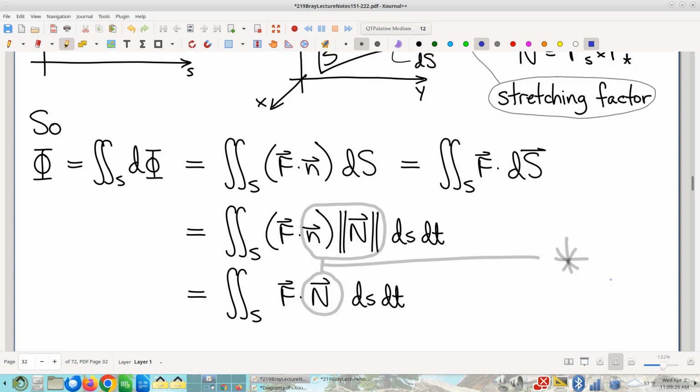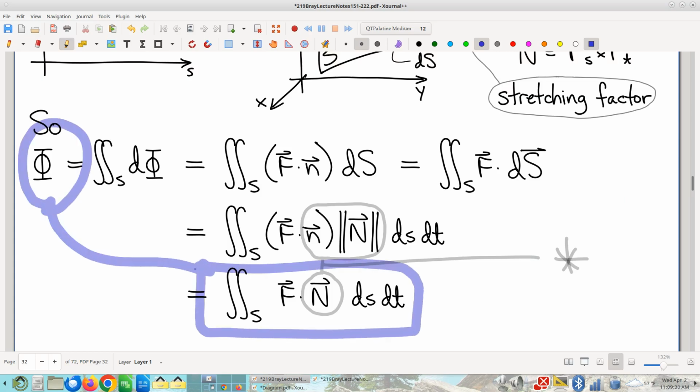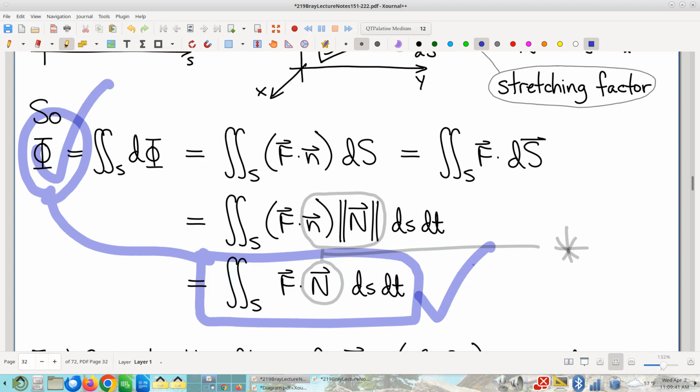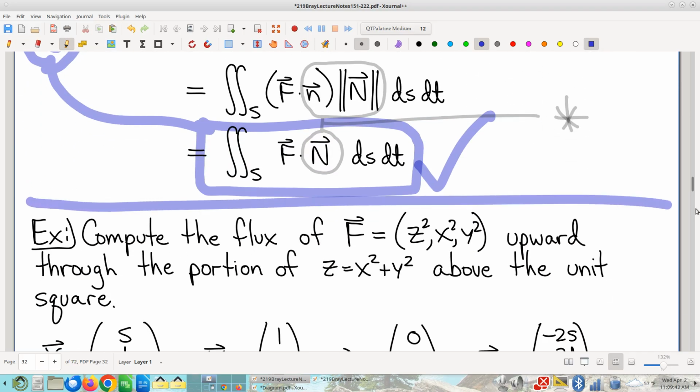But notice what we end up with is a nice, compact pullback formula for how to compute a flux, pulling back through a parameterization. And again, we're just going to plug and chug with this formula right here. And we'll call it a day right there. We'll pick up with this example next time.